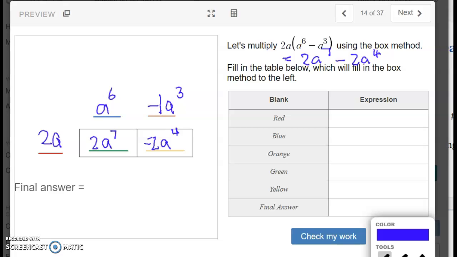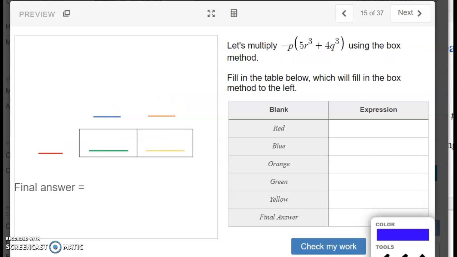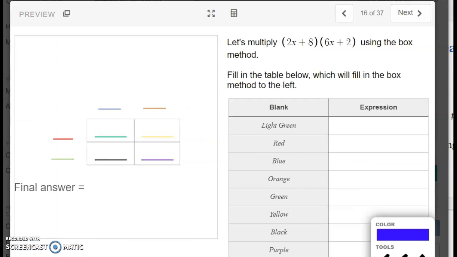That's my final answer. Okay, I think you can do the next one, and it's going to give you feedback as well. And again, now this time we are using the binomial. We are multiplying two terms, that means it's a binomial, by another two-term polynomial, which is called a binomial. So binomial by binomial. So that means the length is 2x plus 8, and then 6x plus 2.